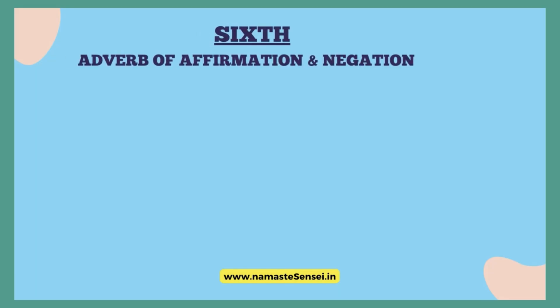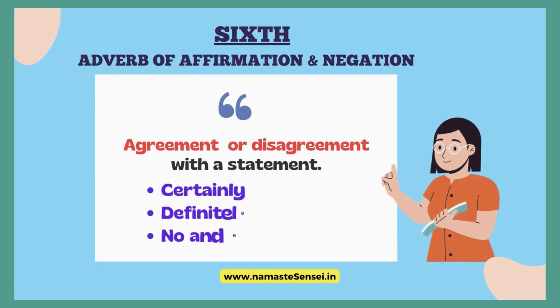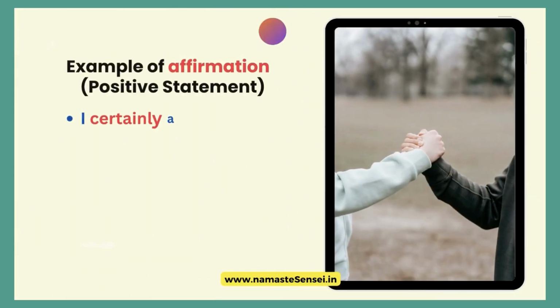Sixth, adverbs of affirmation and negation. These adverbs express agreement or disagreement with a statement. For example, certainly, definitely, no, and not. Let us see an example of a sentence formed using an adverb of affirmation. I certainly agree. By using the adverb certainly, we add emphasis and convey a stronger sense of agreement. This adverb of affirmation helps to clarify the speaker's attitude.